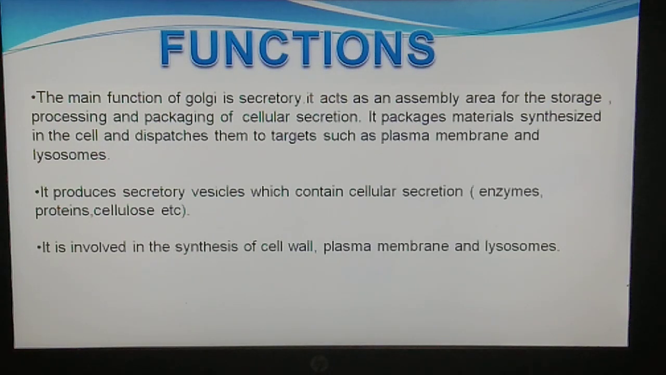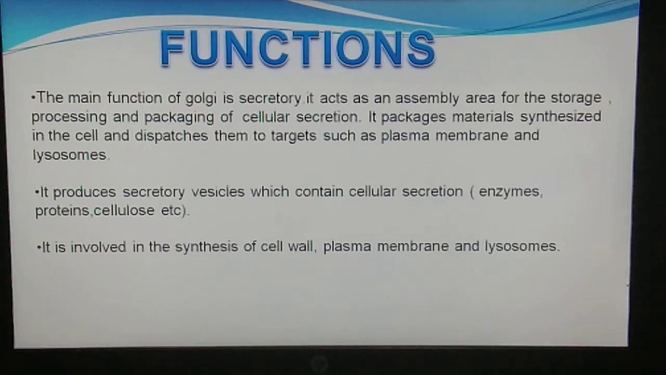Now here students, what exactly do we mean by the secretions? It can be anything. For example, we have enzymes, we have proteins, we have cellulose, etc. It is also involved in the synthesis of cell wall, plasma membrane and lysosome.